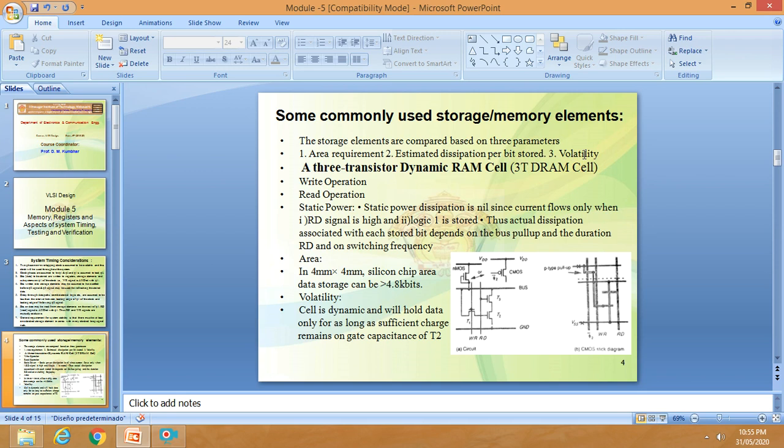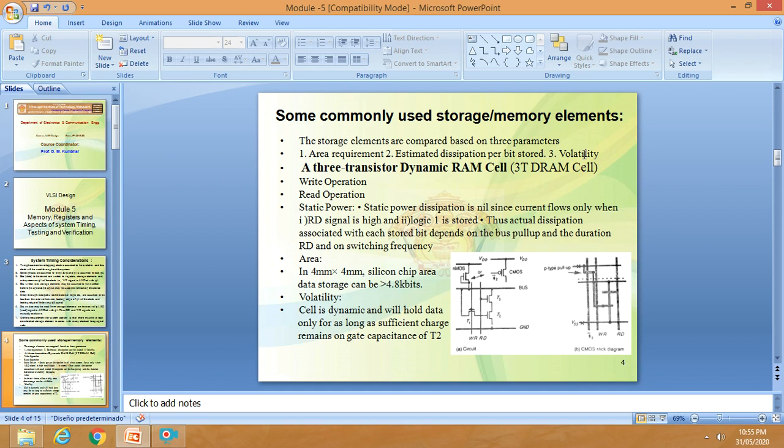For implementation, the silicon area for every cell will be different, and every technique will have a different area. Now we will take one example: a 4 mm by 4 mm memory size. We will find how many bits can be stored in that 4 mm by 4 mm memory size, and according to that we will discuss which memory cell will have more bit capacity.